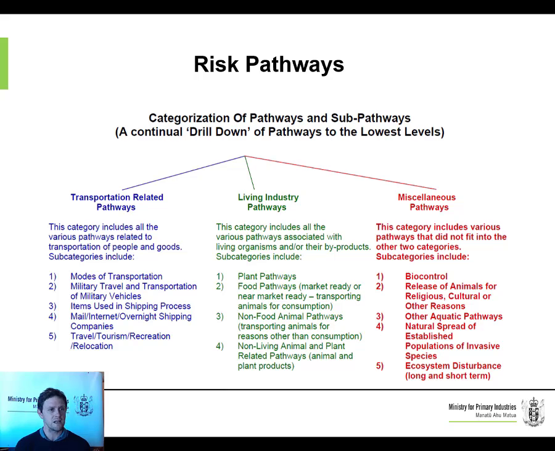And finally, we have our miscellaneous pathways. An example could be, and we've put there biocontrol, where you have a particular organism that you might be importing into your country to control a particular pest or disease, and you're asking the question whether or not that biocontrol itself is actually harbouring another type of organism that could be considered a hazard and therefore a potential risk within your importing country.